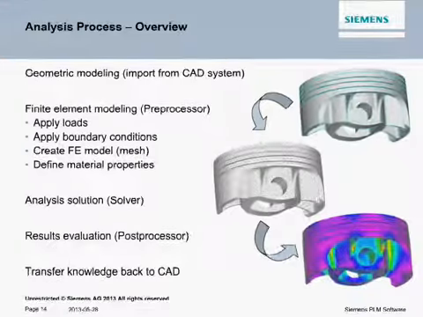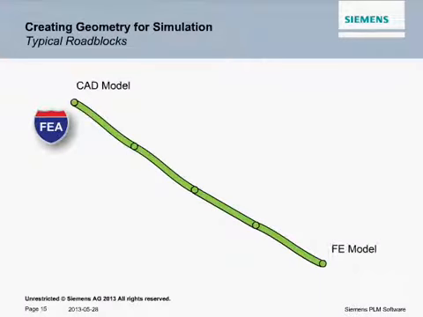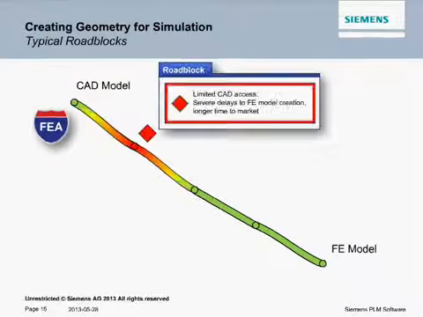So we have a road to follow. We want to go from the CAD model to the FE model, and here we'll take a look at some of the typical roadblocks that people encounter in doing that. First of all, getting access to CAD data. That can be quite problematic. If you can't get hold of the CAD data, you can't take advantage of the fact that the CAD model is there and can be turned into a simulation model. So that's going to add time to the whole design process, the whole simulation process.